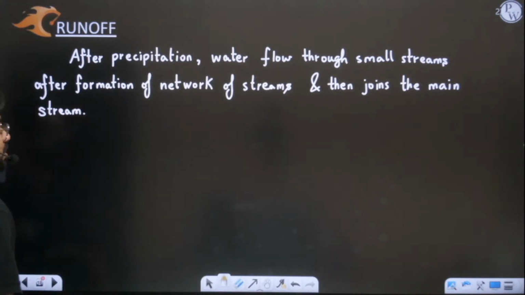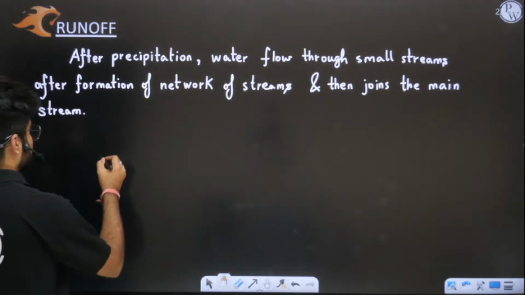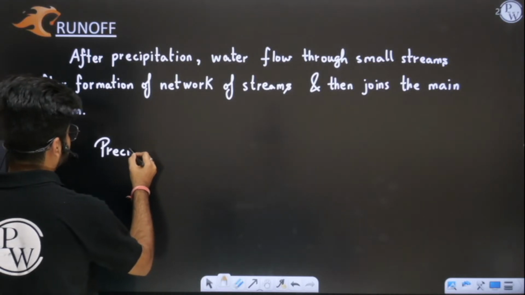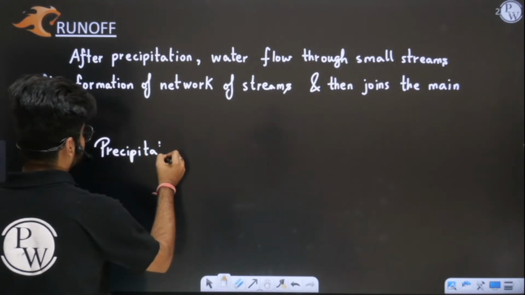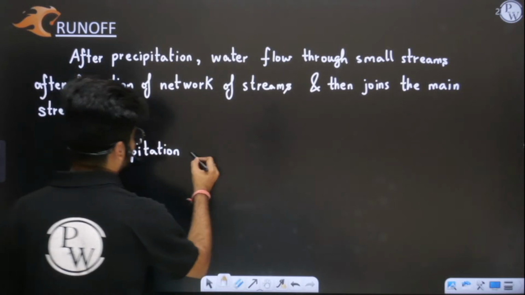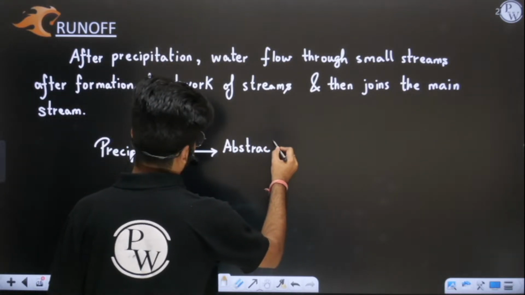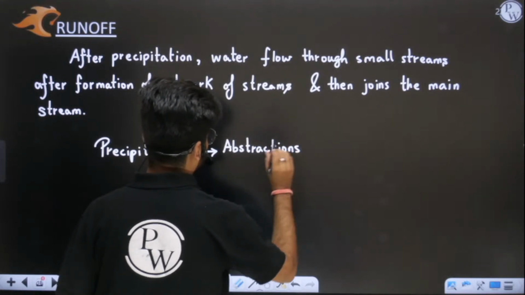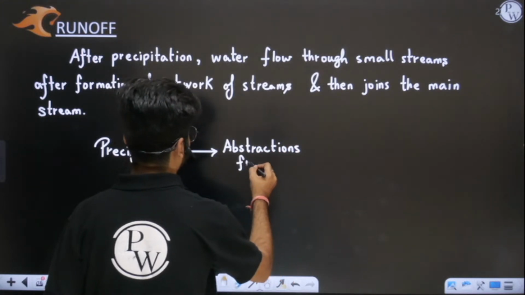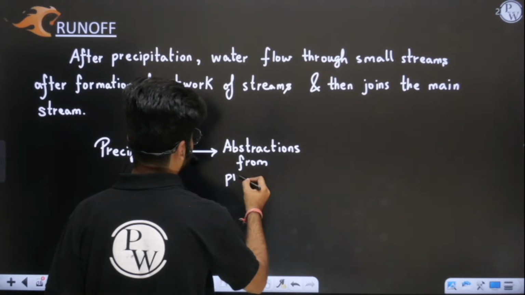So ultimately you need to understand what the cycle is here. First is precipitation. So precipitation will take place. Now after this, all the abstractions and all the losses will take place. Abstractions from precipitation, we have discussed all this in great detail.